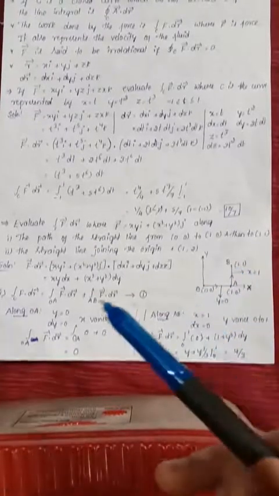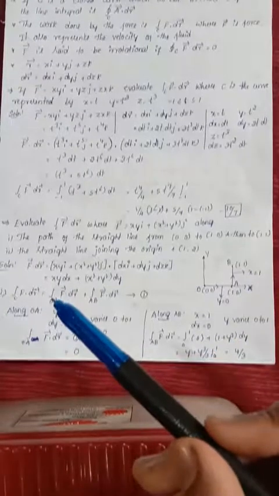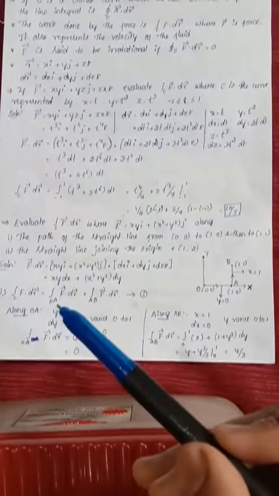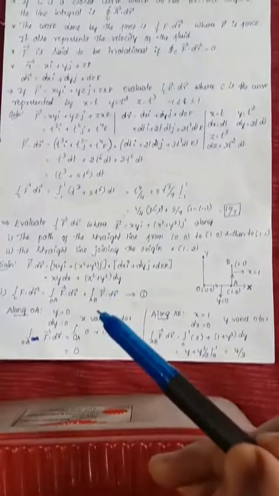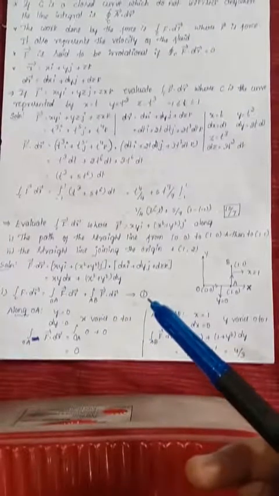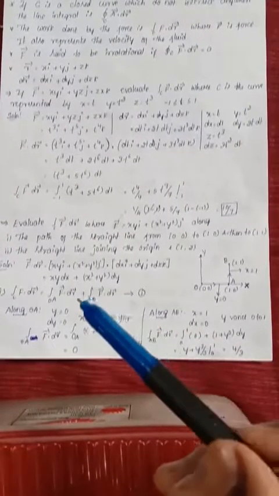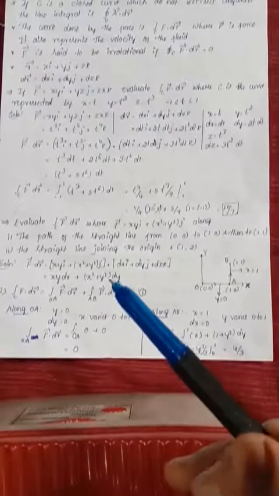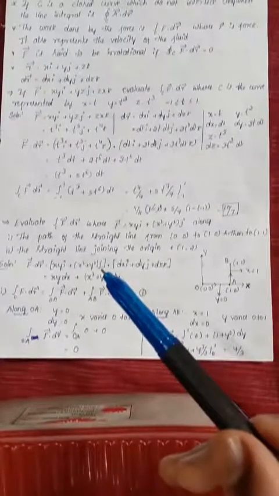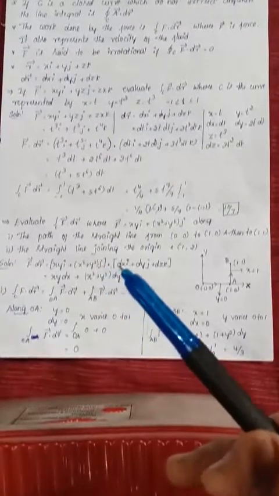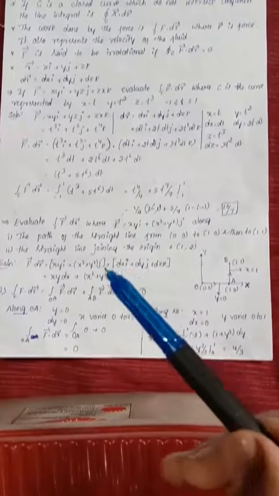That means we find the integral F dot dr is equal to integral of OA path plus integral of AB, called equation 1. In both the terms we find F dot dr, right? So separately we find F dot dr, substitute F value and dr value, and take the dot product.